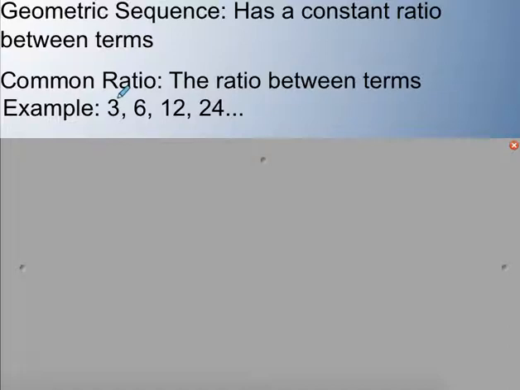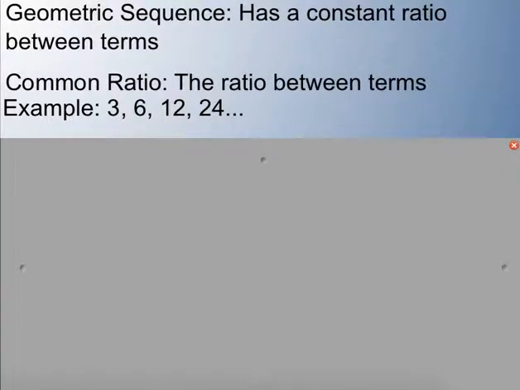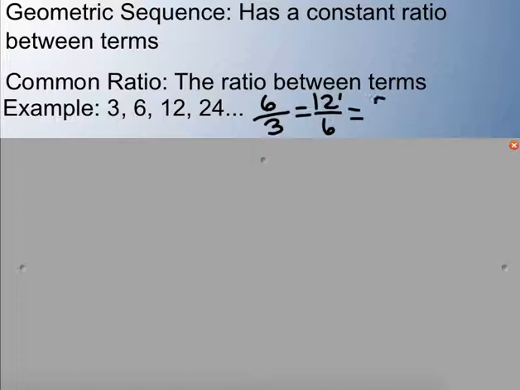And if this is kind of hard to see, we can always say, well, if I take my second term, 6, and divide it by 3, that should be the same as doing 12 divided by 6, which is the same as 24 divided by 12. All of these equal our constant ratio of 2.